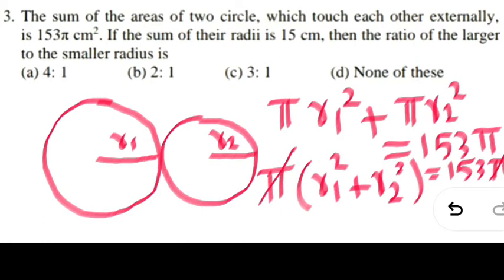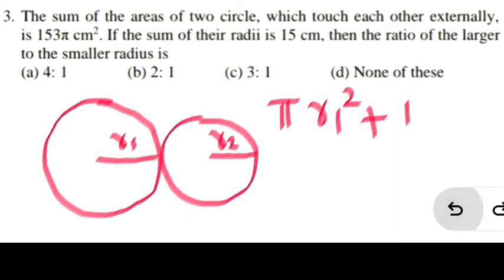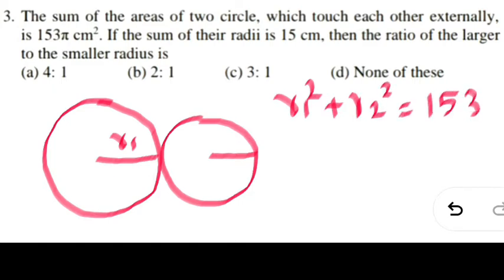Okay, so this is our first equation. What is the first equation? R1 square plus R2 square is equal to 153. And also it is given that the sum of their radii is 15. Sum of their radii meaning what? R1 plus R2 is equal to 15.